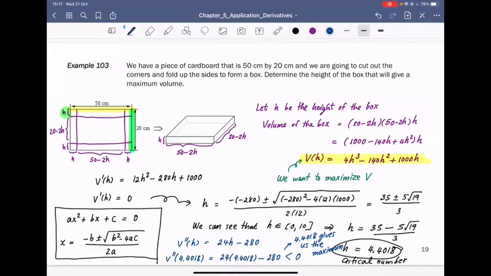Sirapop asks why h can't be more than 10. Because you can think of that, I will say it again one more time.